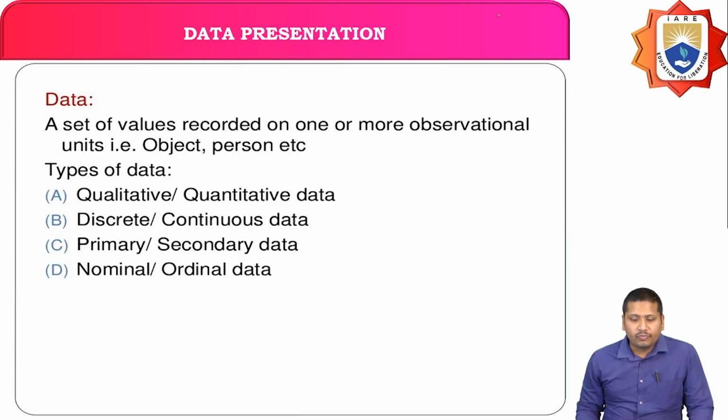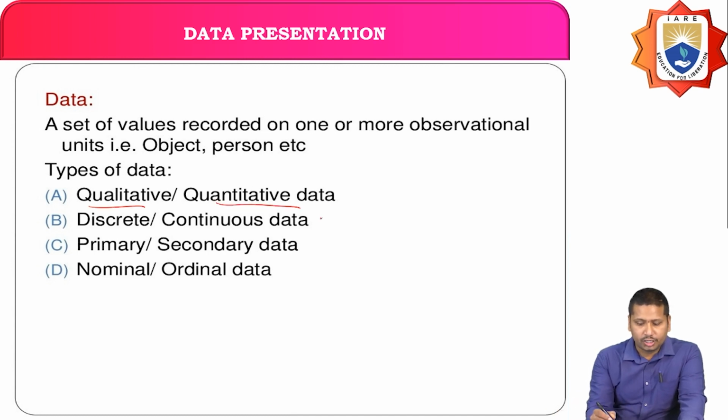Before going to data presentation, what is data? Data is nothing but a set of values recorded on one or more observational units, which may be either an object or a person. There are different types of data: qualitative and quantitative data, discrete and continuous data, primary and secondary data, nominal and ordinal data.